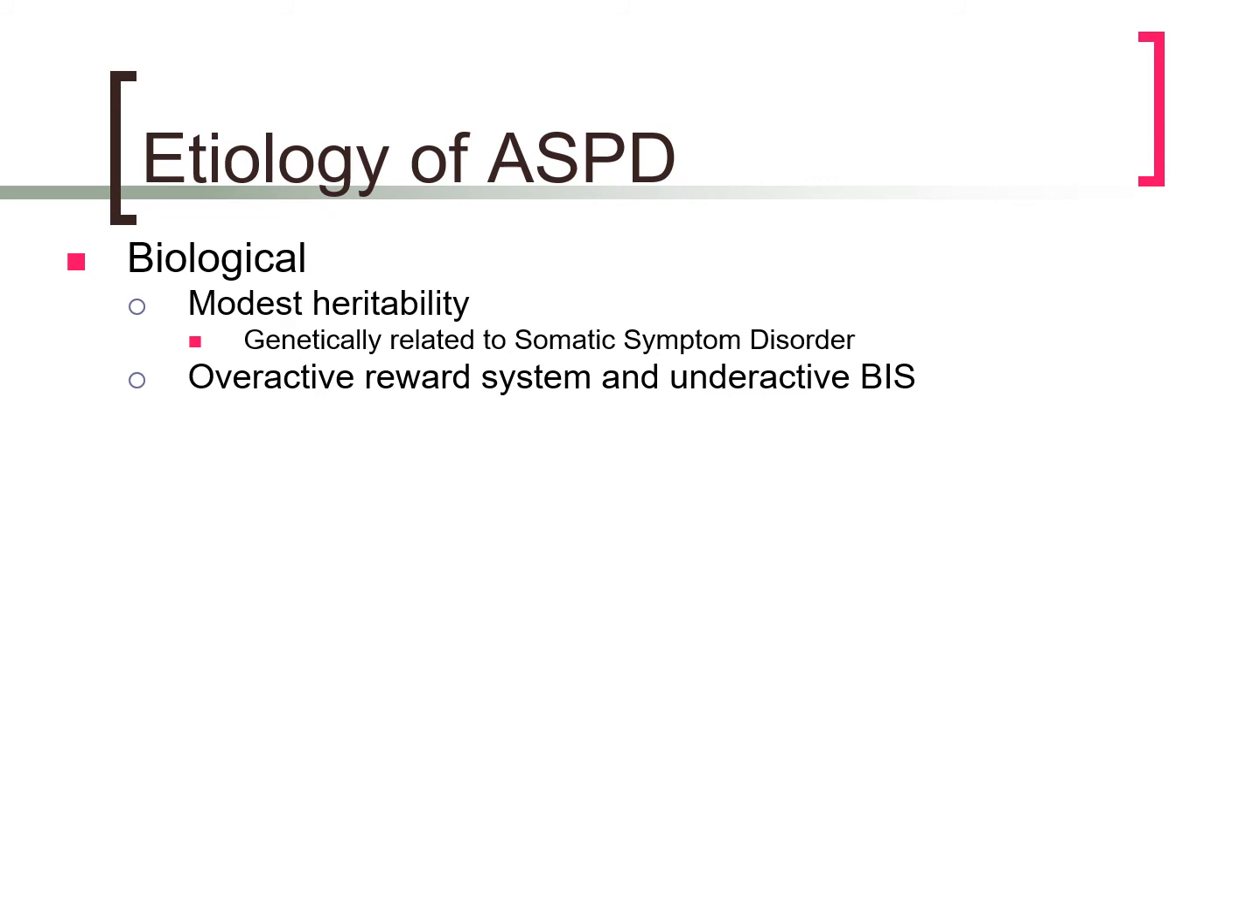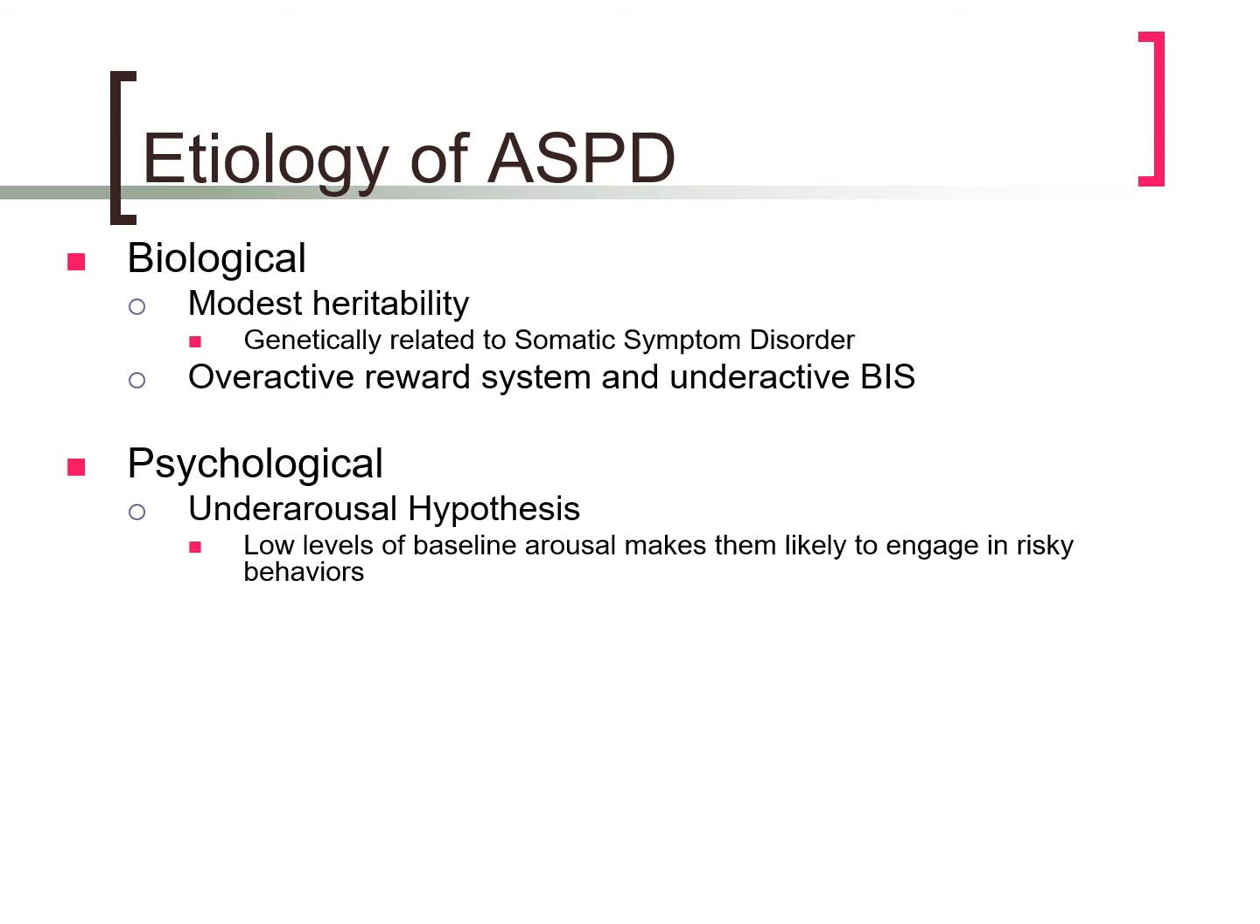inhibition system, which is responsible for slowing down or inhibiting our responses when faced with a punishing or novel situation, is underactive. Thus, they are biologically more driven to seek reward and are not deterred or slowed down by possible punishing situations. Another theory, the underarousal hypothesis, suggests that people with antisocial personality disorder start off at a lower baseline level of arousal than most people. So they need to engage in very risky behavior to achieve an optimal level of arousal.